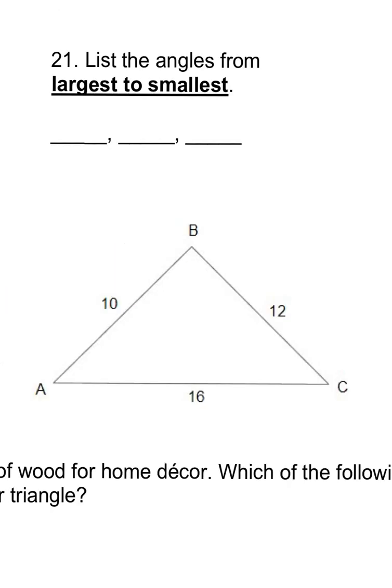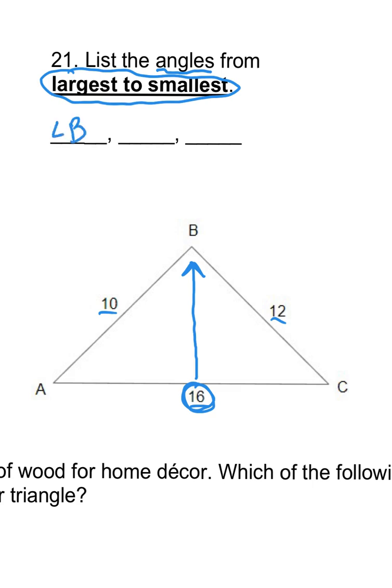Now for 21. Now for this one, it's saying list the angles. So this time we're just listing angles from largest to smallest. So in order to list angles from largest to smallest, we need to know the side measurements, which we do, right? We have 10, 12, and 16. We know all of our side measurements. So if I want the largest angle to come first, we need to find the largest side. Here's our largest side, which is 16. If I draw my arrow, it's going opposite direction of it, right? Across from that side would be angle B. So angle B will come first. That's the largest angle in this triangle.